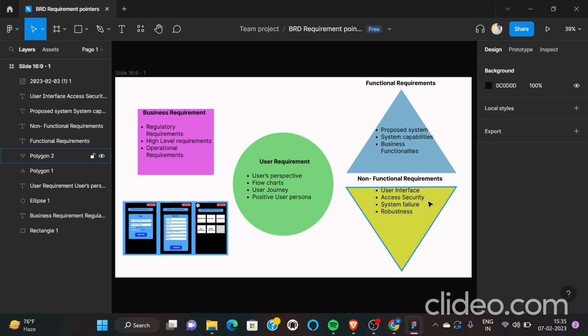The access security, we have to define the actors and give them a certain access so they will be able to explore the application. And the system failure, we also have to figure out in case of a certain system or a feature failure how we want a system to respond. The robustness, so we also see how, if we are using any APIs, how the protocol will work on different platforms. So we have to see those things as well.